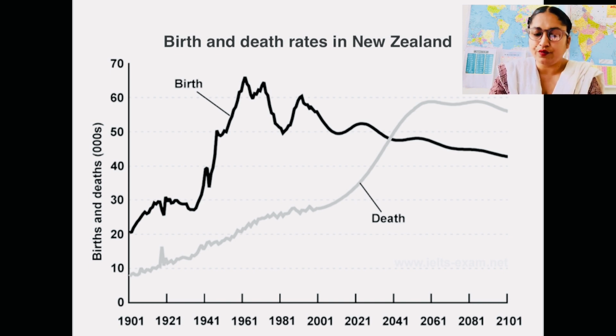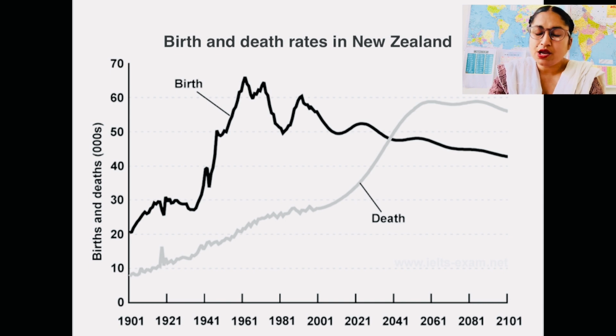In the second paragraph you will write: between 1901 and the present day the birth rate has been consistently higher than the death rate. It stood at 20,000 at the start of this period and increased to 66,000 in 1961. Since then, the rate has fluctuated between 65,000 and 50,000, and it is expected to decline slowly to around 60,000 births by the end of the century.